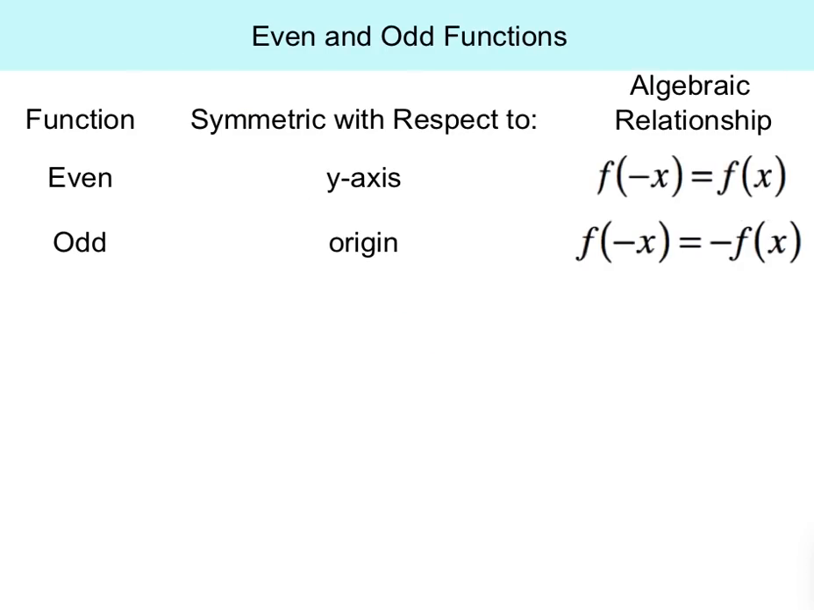The next thing I'd like to talk about are even and odd functions. Even functions are symmetric with respect to the y-axis. Odd functions are symmetric with respect to the origin. The algebraic relationship looks like this. f of -x equals f of x gives me an even function. f of -x equals negative f of x gives me an odd function.